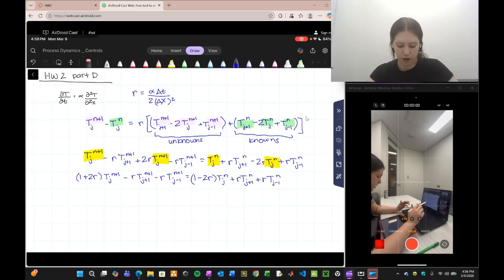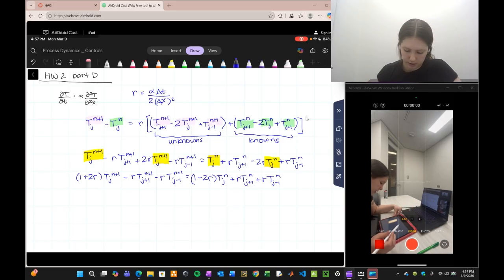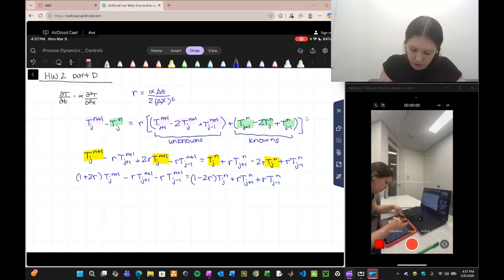So this is our algebraic expression via the Crank-Nicolson method, and this is what we will use in our Colab. So again, as we can see, these are our unknown terms, and these are our known terms. So this will be the equation that we will use later.